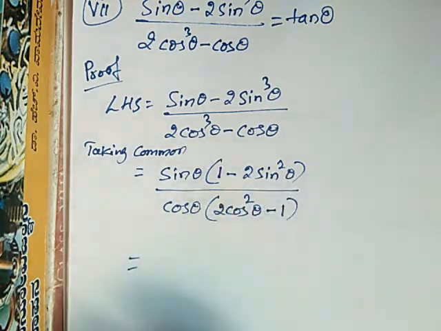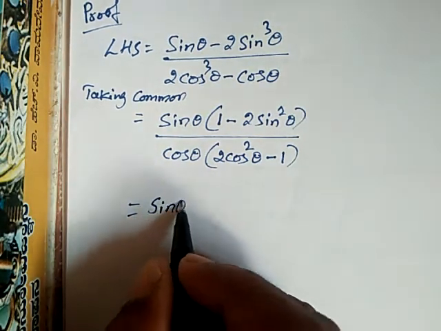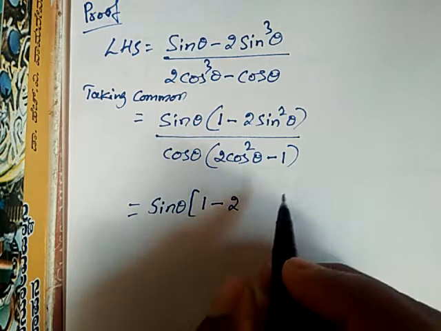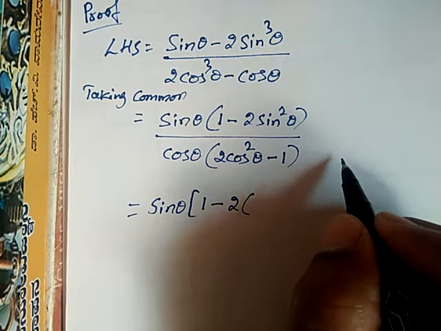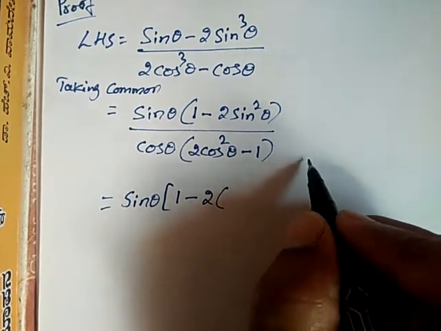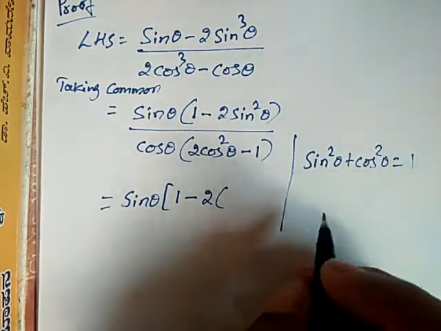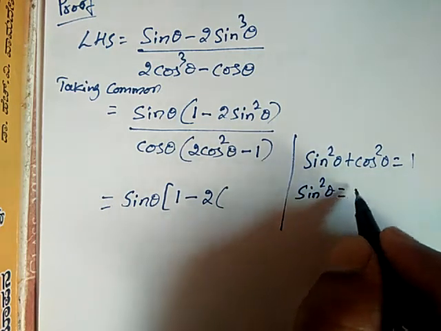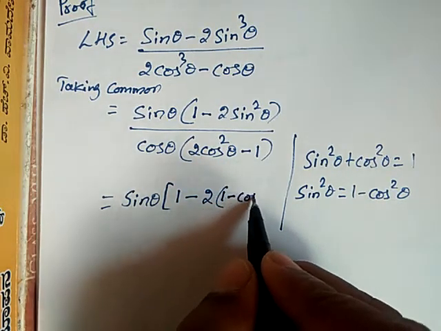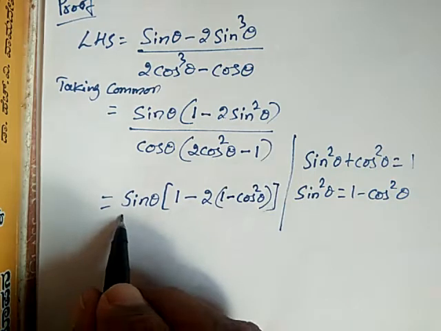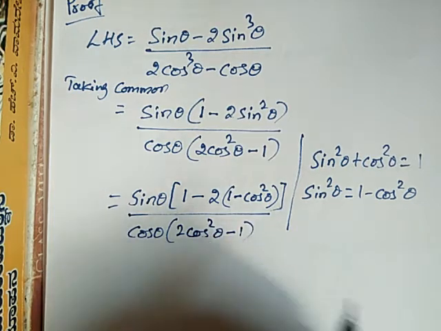Now these two terms should be cancelled. To do that, keep sin theta as it is. In the bracket, 1 minus 2 sin square theta can be rewritten using the formula sin square theta plus cos square theta is equal to 1, so sin square theta is equal to 1 minus cos square theta. So instead of sin square theta you write 1 minus cos square theta, and divided by cos theta (2 cos square theta minus 1) as it is.